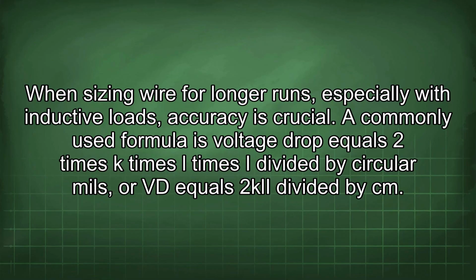When sizing wire for longer runs, especially with inductive loads, accuracy is crucial. A commonly used formula is voltage drop equals 2 times K times L times I divided by circular mils, or VD equals 2KLI divided by CM.